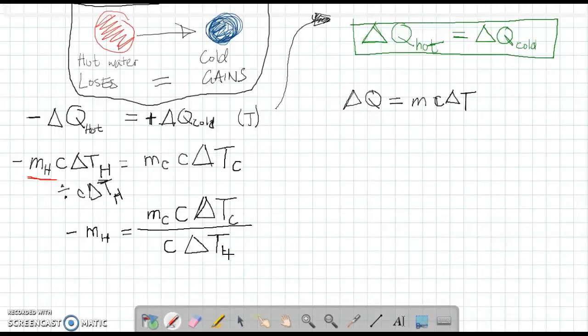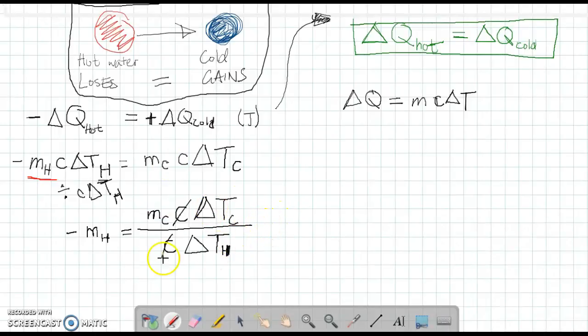Okay, now we've got a formula that we can just substitute what we know into, and then we should get out the mass of the hot water. But first we can do some simplification, because we see in the top and bottom we have C. And remember what C stands for, the specific heat capacity. Since hot water and cold water have the same specific heat capacity, these cancel out because it's the same number on the top and bottom. So we are just left with the mass of cold water and these temperatures here.